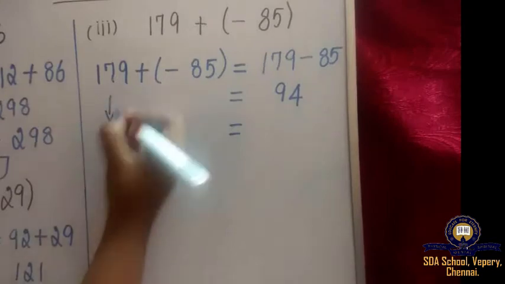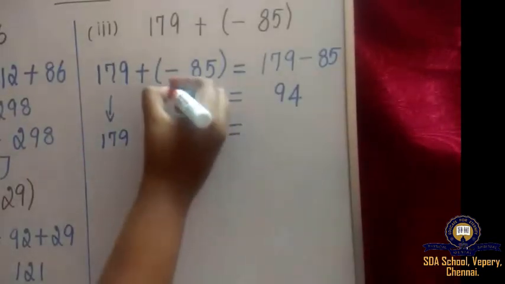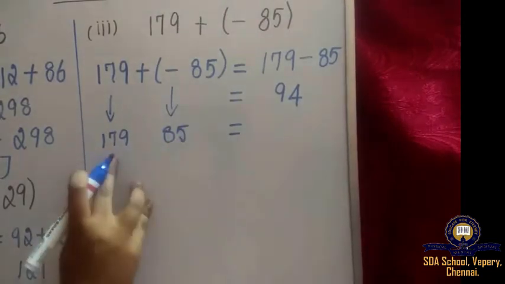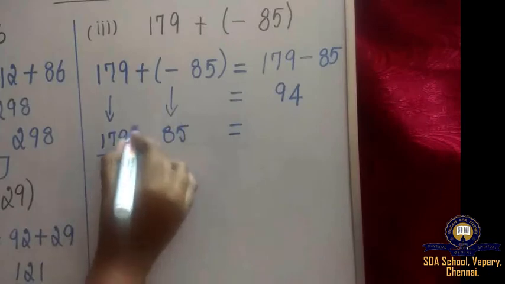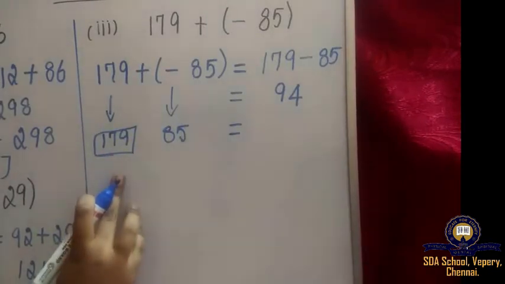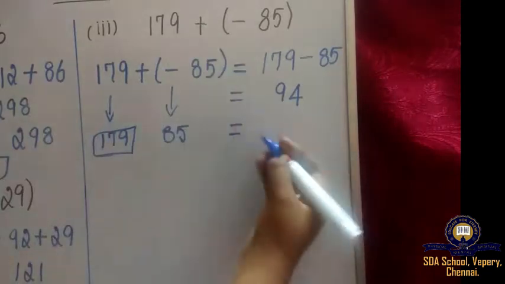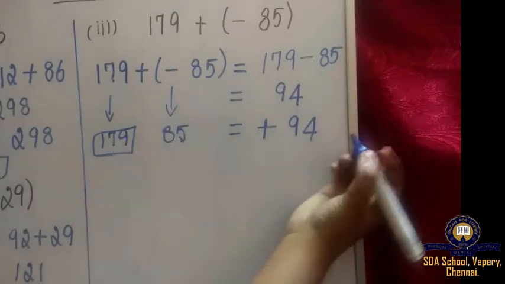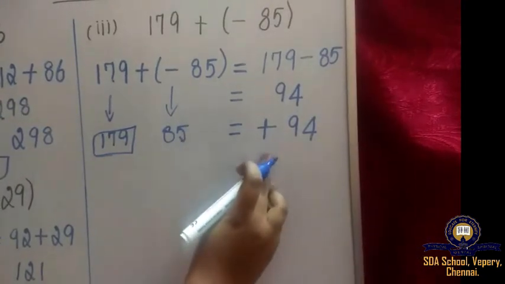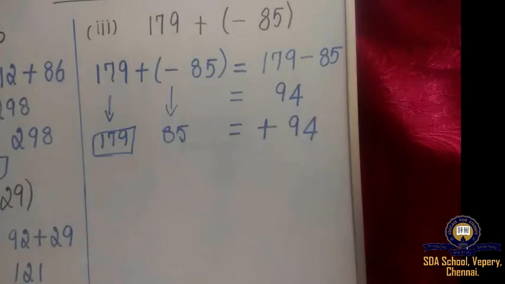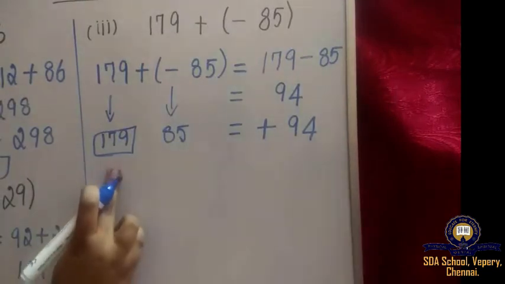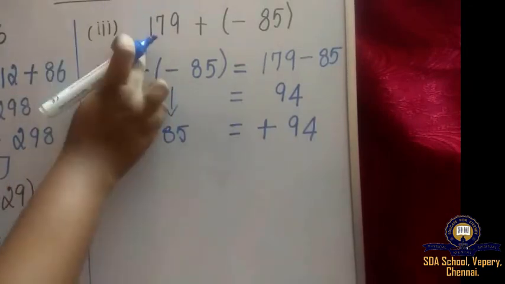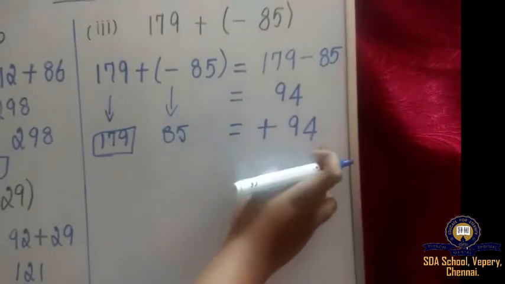So the absolute value of 179 is 179 and the absolute value of minus 85 will be 85, right? So which one is greater, 179 or 85? 179 is greater. What is the sign of 179? It is positive, right? So it is plus 94. You have to put the sign of the number which has the greater absolute value. Here it is 179, which has the positive sign. Here for 179 we don't have any sign, which means it is positive. So it is plus 94.